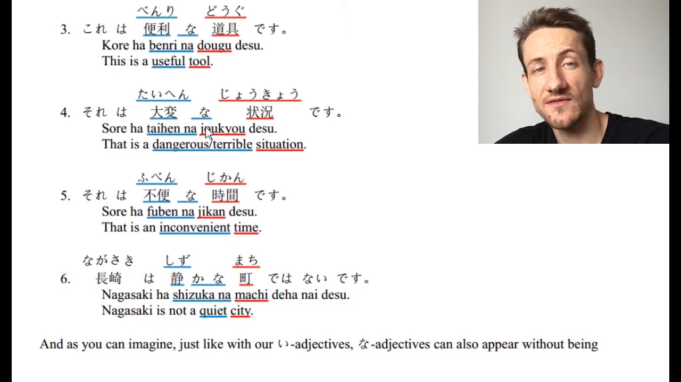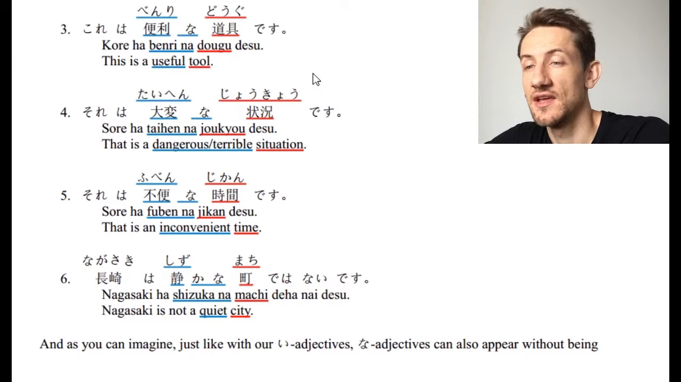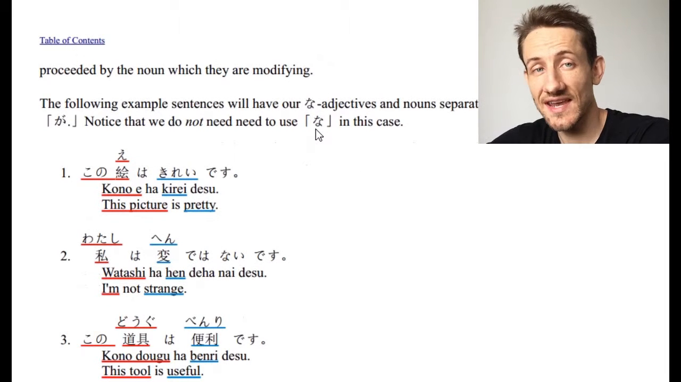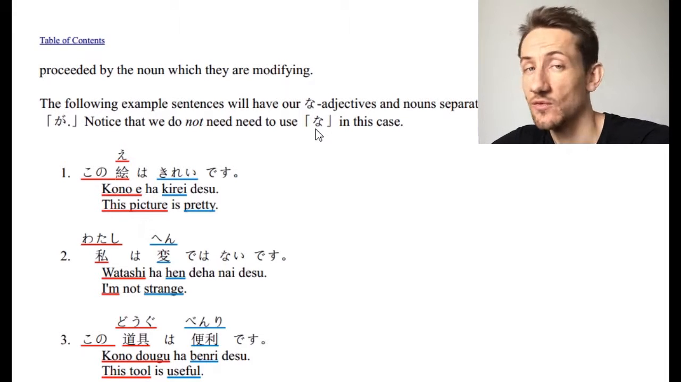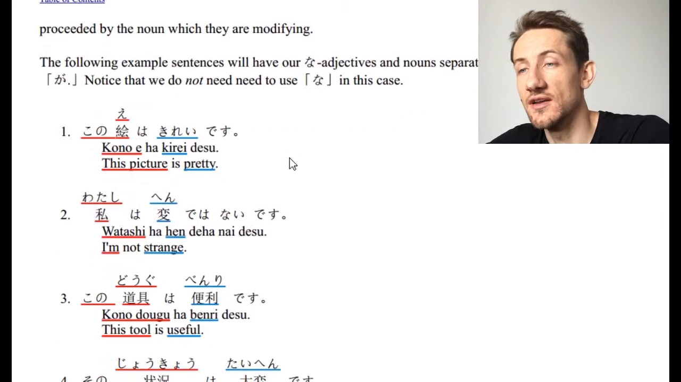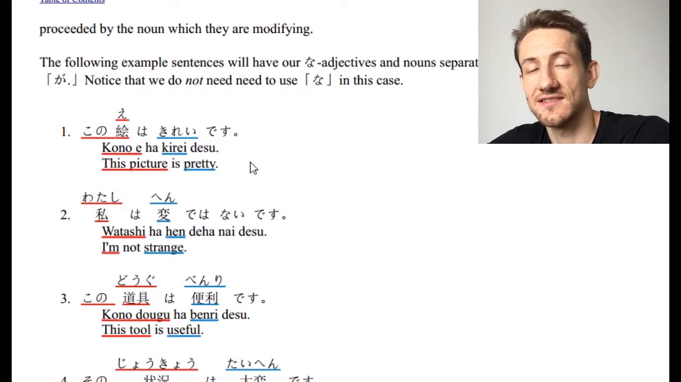When the noun and the na-adjective are adjacent, they need to have na. But just like with our i-adjectives, the noun and the adjective don't have to appear next to each other. In this case, when the noun and the na-adjective are not next to each other, but maybe separated by wa or ga, we do not use na. So it works very similarly to an i-adjective. Number one, この絵はきれいです。Please notice we do not use na in this sentence. In the previous example, we had これはきれいな絵です. But here, the noun and the na-adjective are separated, so we don't need na.